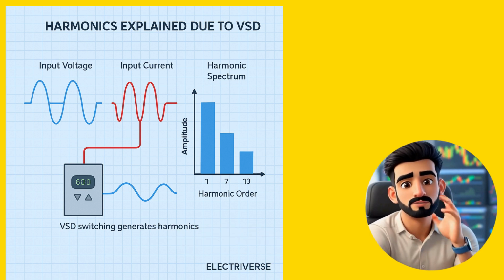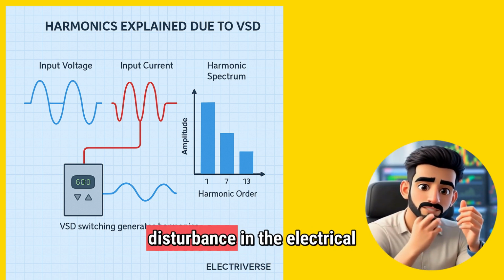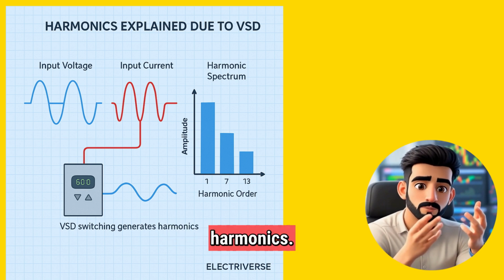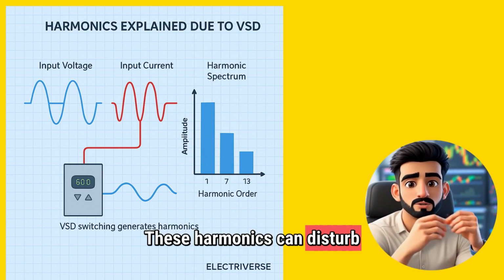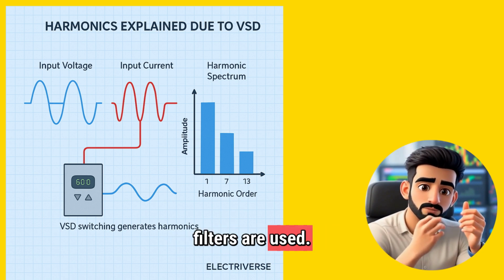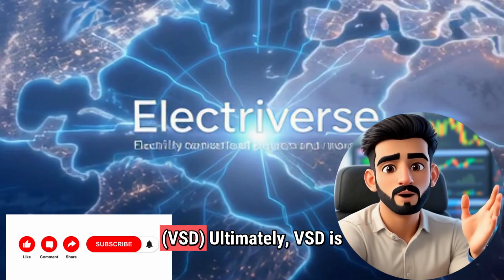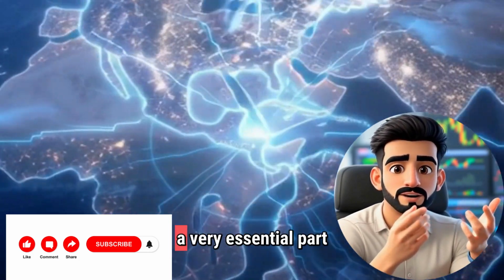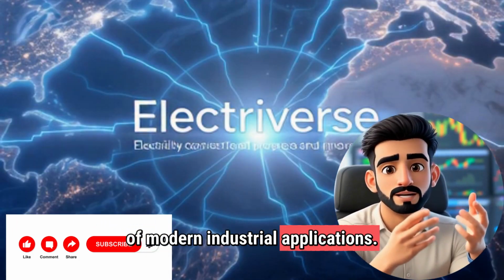The switching action of VSD causes noise or disturbance in the electrical system, which is called harmonics. These harmonics can disturb other sensitive equipment. To avoid this, harmonic filters are used with VSD. Ultimately, VSD is a very essential part of modern industrial applications.